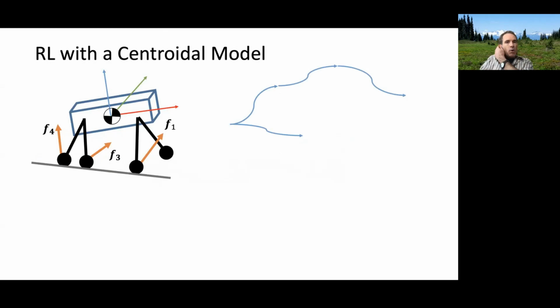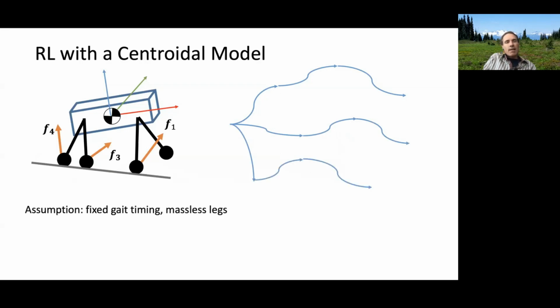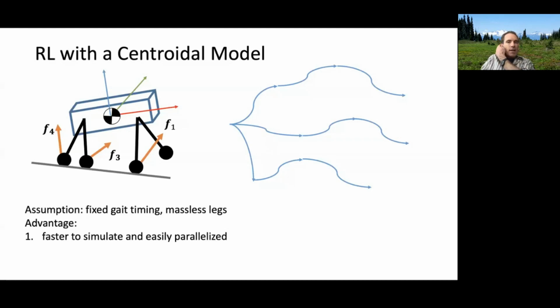The action space here will simply be the linear and angular accelerations of our centroidal model, because that's the space of things which we can control for a centroidal model. And so the question is, what can we do with that, and is that actually a reasonable thing to do? The assumption is that we're going to start off with fixed gait timing and massless legs. This centroidal model is very fast to simulate and easy to parallelize, which means that it's very easy to run hundreds or thousands of these on a GPU together. So it's very fast to collect data on this, and the reward design is really simplified with a centroidal model, so we can deal with accelerations, for example, and smooth body motion.